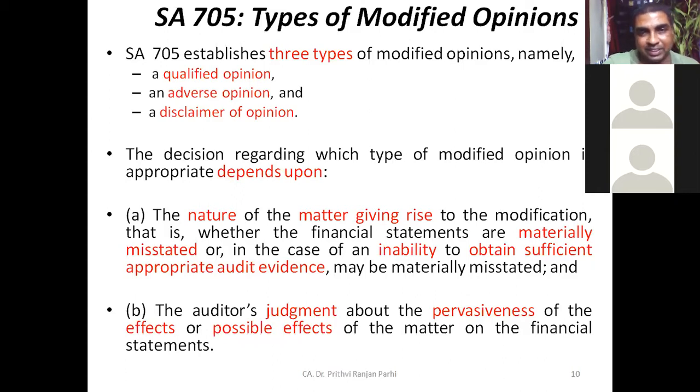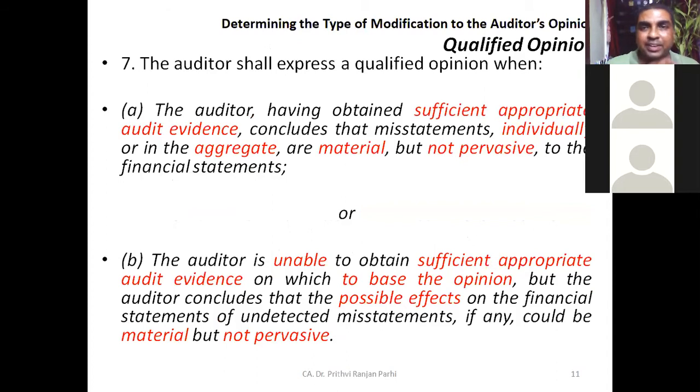Qualified, adverse, and disclaimer. When it is a qualified opinion, the auditor has sufficient appropriate audit evidence that something is wrong, some misstatements are there, and these misstatements are material but not pervasive. Not pervasive means it is not affecting the entire financial statement. There are some misstatements, but they are not affecting the entire financial statement. The auditor issues a qualified opinion.